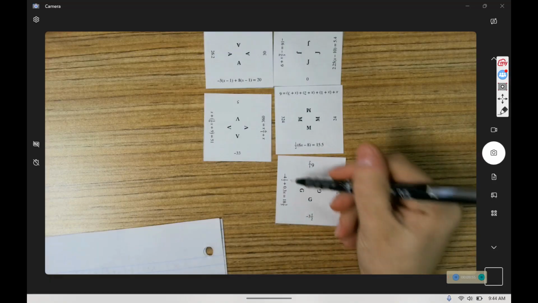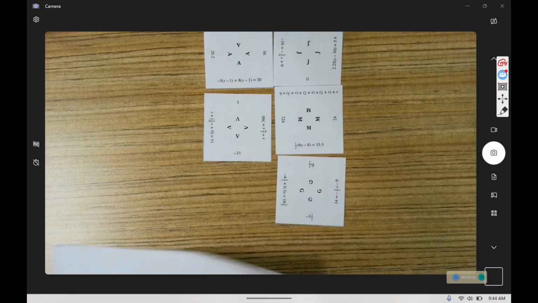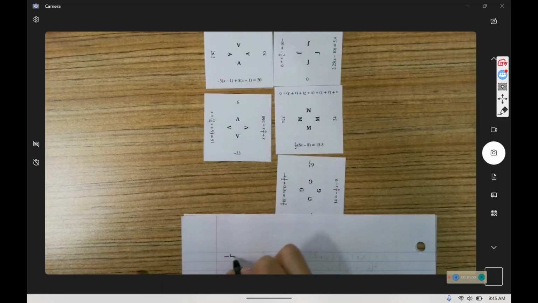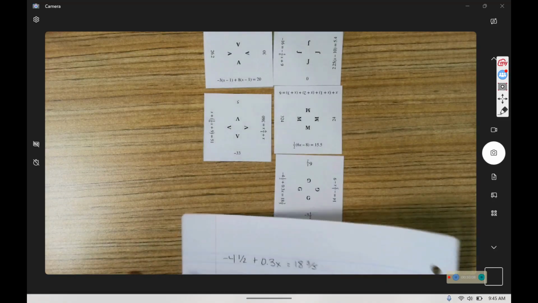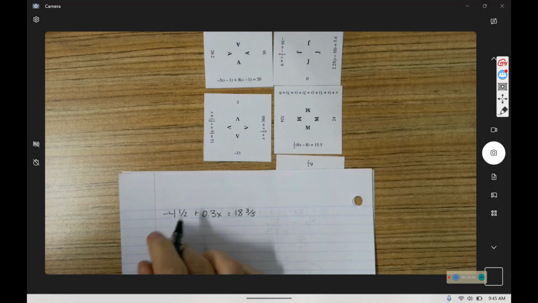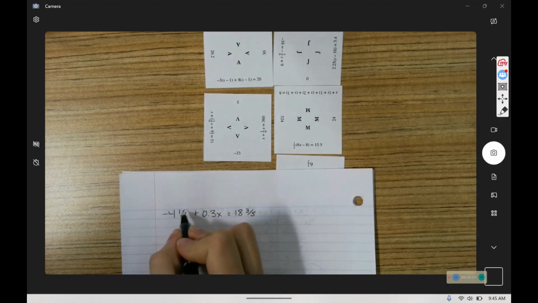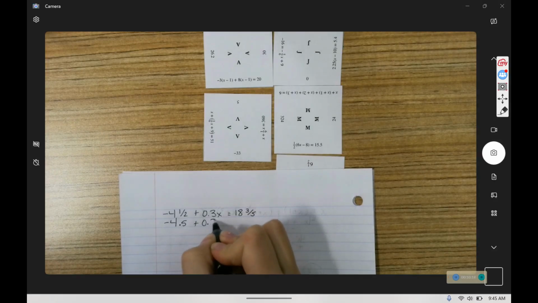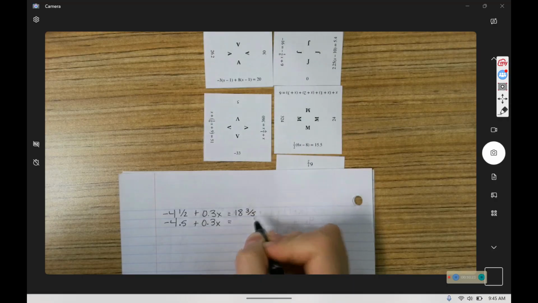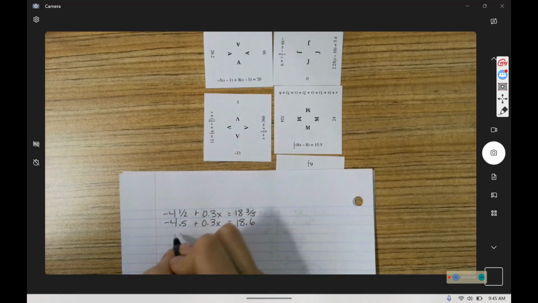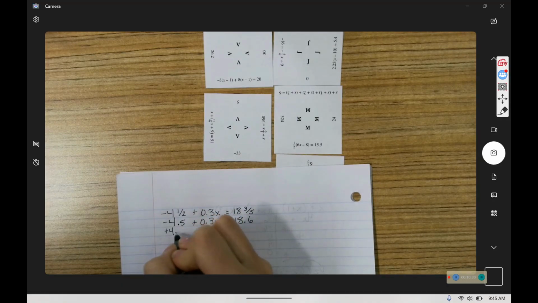Now we are going to solve this equation to figure out what goes in this box. So I had negative 4.5 plus 0.3x equals 18 3/5. Since I have a decimal here, I'm going to change these to decimals as well. 3/5, if we double the top and the bottom, that would give us 6/10. So this is 18.6. I can add 4.5 to both sides.